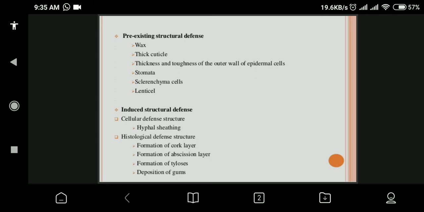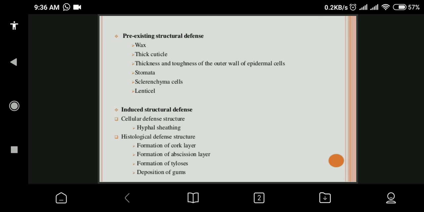Pre-existing structural defenses can be classified into some categories according to the structure or chemicals deposited on the surface of adherence: wax, thick cuticle, thickness and toughness of the outer wall of epidermal cells, stomata, sclerenchyma cells, and the lenticels are the pre-existing structural defense mechanisms found in plants.